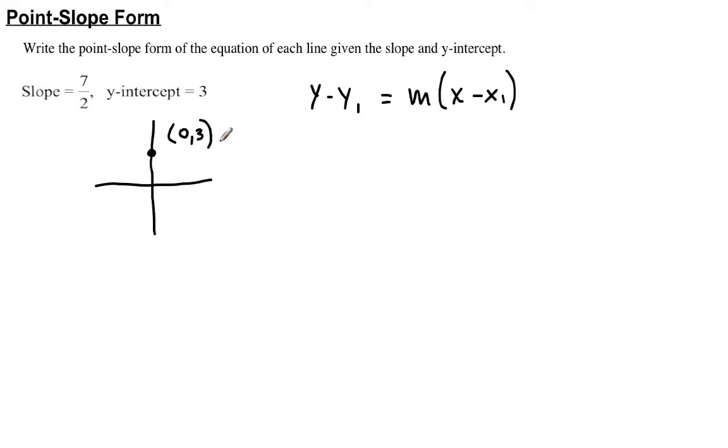So basically, we're given everything we need in this. We can just substitute in. We say y minus, and now y1, or this point, is 3, right, is equal to the slope, which is 7/2, times x minus, and then what's our x coordinate here? It's 0. X minus 0. All right, and so that's it. This is our point-slope form given this information.